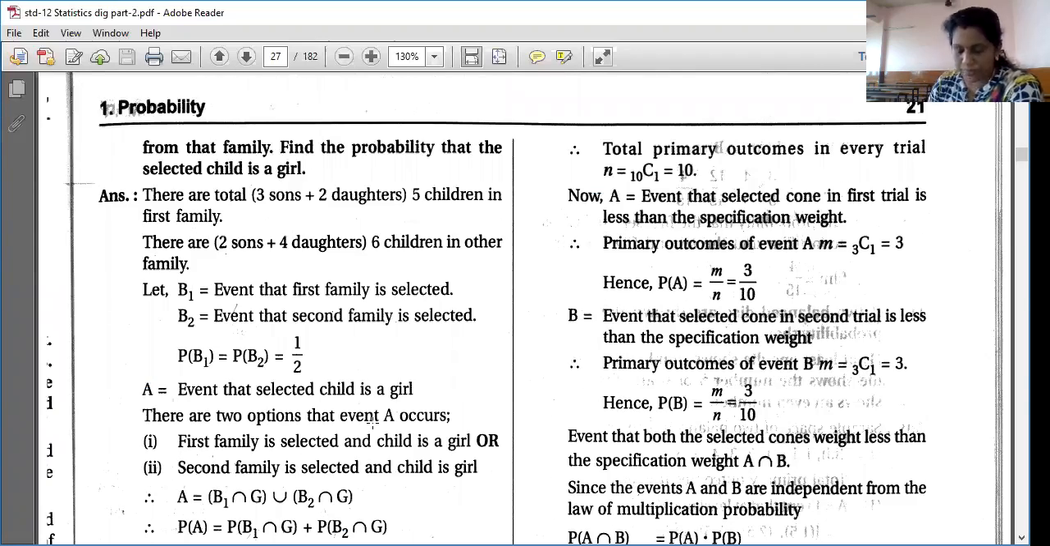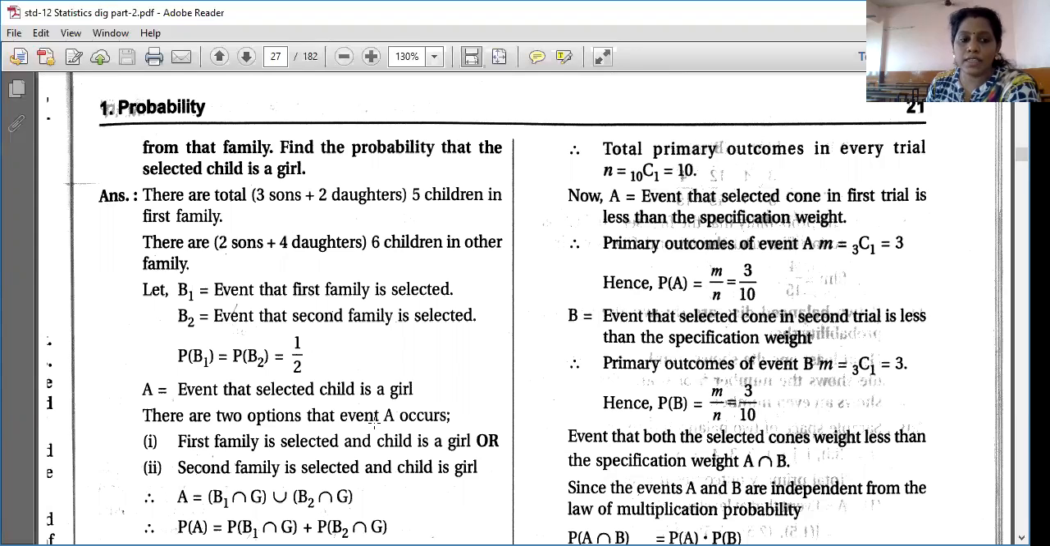Okay, so out of two families, one family is to be selected, and out of the children, you have to select one child, and that is also a girl child, right? So first, what you have to write? Total children that I told you. There are total five children, that is three sons and two daughters in the first family, and there are six children in the other family, that is two sons and four daughters. So what is the first event? The first event is that the first family is selected.